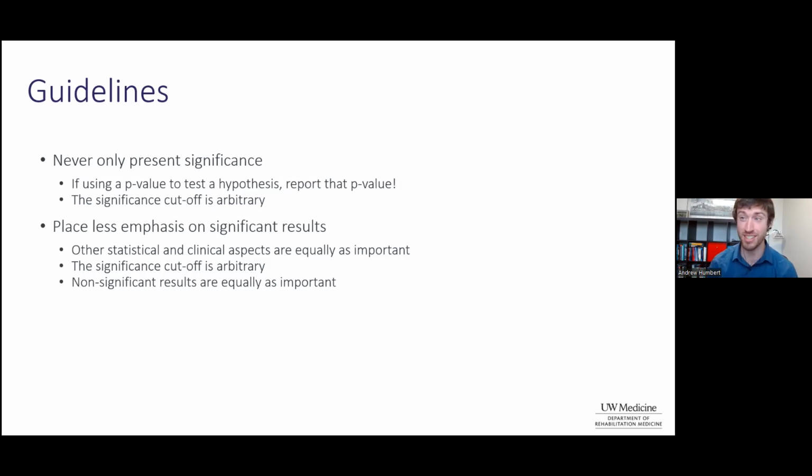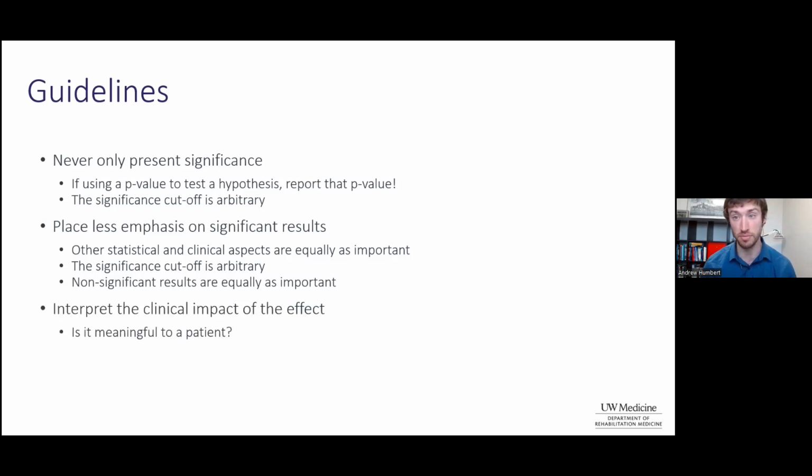I think it's important to place less emphasis on significant results in general. Other statistical and clinical aspects are just as important. Again, that significance cutoff is arbitrary. And I think there's this pressure to have significant findings, but it's also really important to understand if treatments aren't that effective, if results aren't significant. It's important to understand that as well. And I think this is just a problem with the larger research environment as a whole, though I think we're slowly getting into a better environment where research is important regardless of what those results are. And we don't need a significant finding for the research to be important or valid.